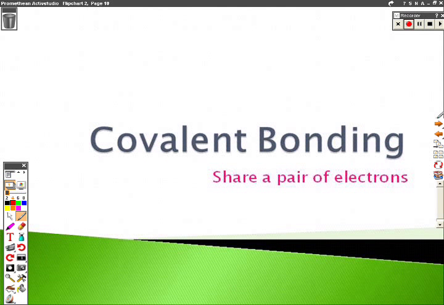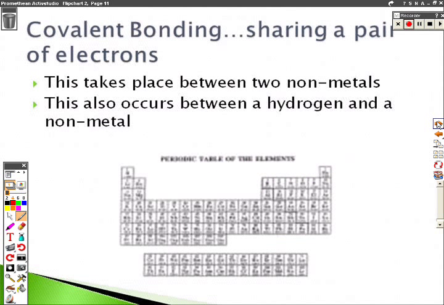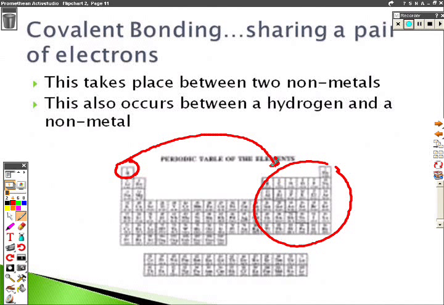So let's talk about covalent bonding, or sharing a pair of electrons. This takes place between two nonmetals, so it's typically on this side of the periodic table. It also occurs between a hydrogen and a nonmetal, and we just talked about why hydrogen should be here, because it's got an electronegativity value of about 2.1.